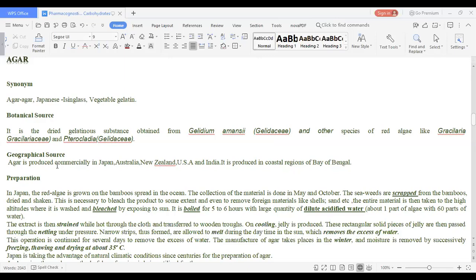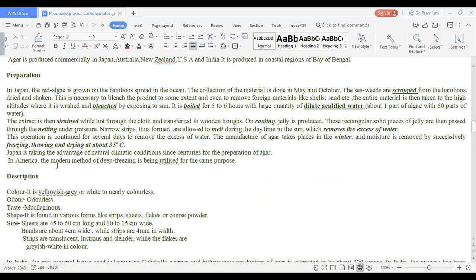Coming to its geographical source, agar is produced commercially in Japan, Australia, New Zealand, USA, and India. It is produced in coastal regions of the Bay of Bengal also. Coming to its preparation, in Japan, the red algae is grown on bamboos spread in the ocean. The collection of the material is done in the months of May and October.